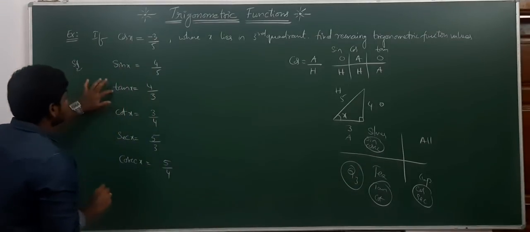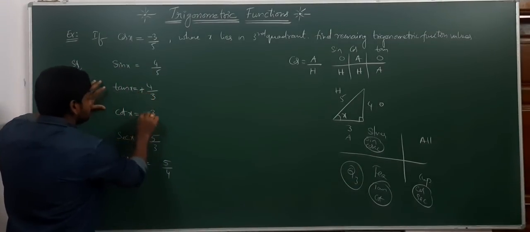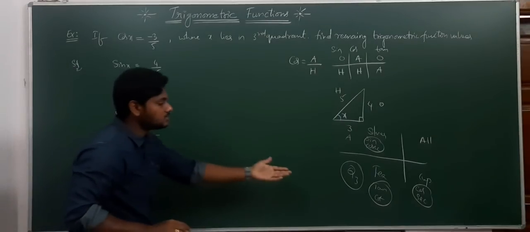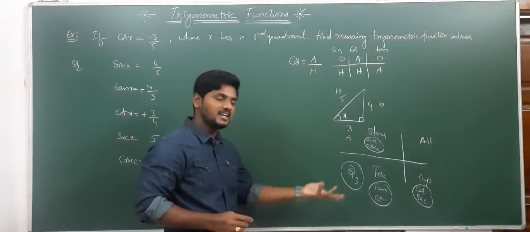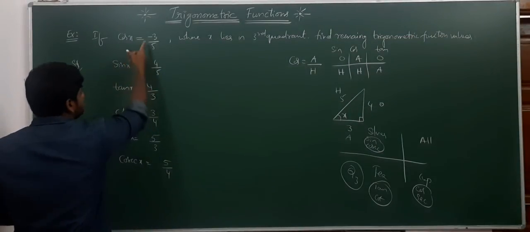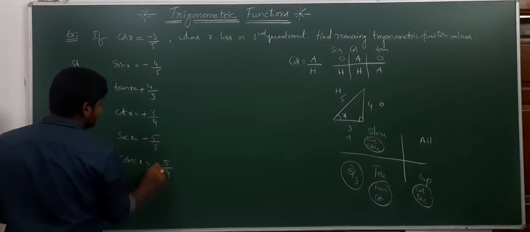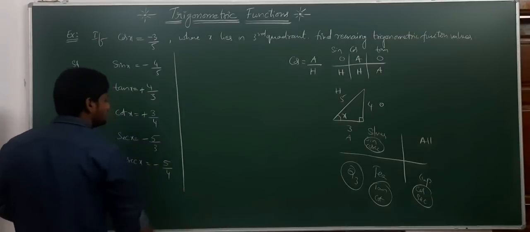So that means for tan and cot only we should put the plus sign. Remaining all functions, what in the third quadrant? Remaining all are negative. Simple. So that's why cos is given negative, sine negative, secant negative and cosecant negative. So how simple it is.